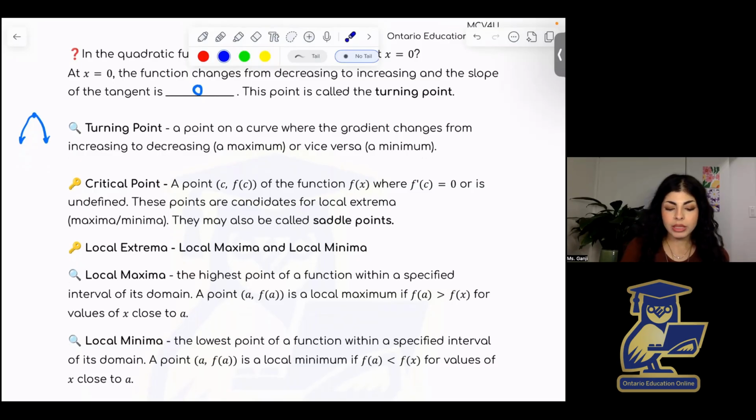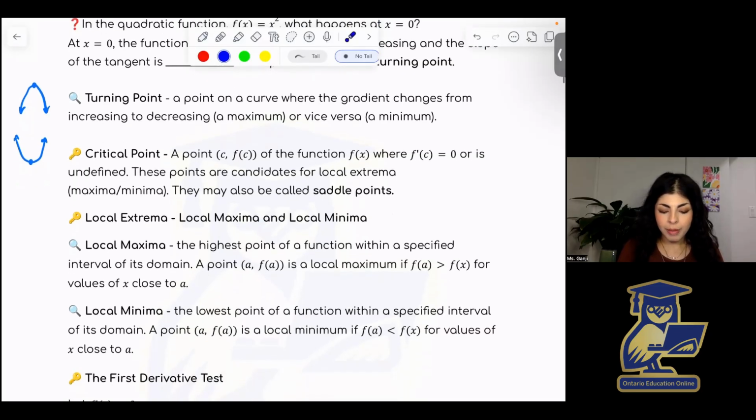And these may also be called saddle points. So consider a saddle, this is the top of the point, or if we are going the other way, this is our minimum. And so these are turning points, critical points, or saddle points. But you'll often hear critical point moving forward from here. And again, local extrema could be a local maxima or a local minima.